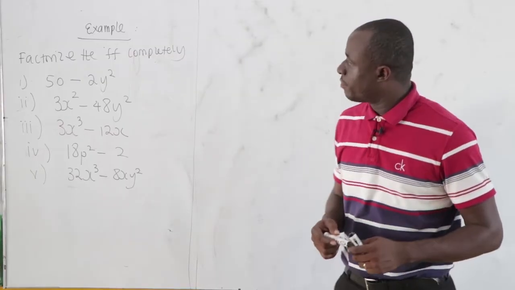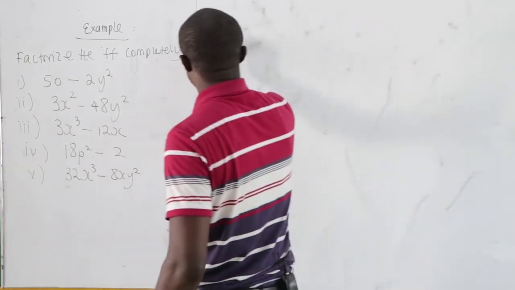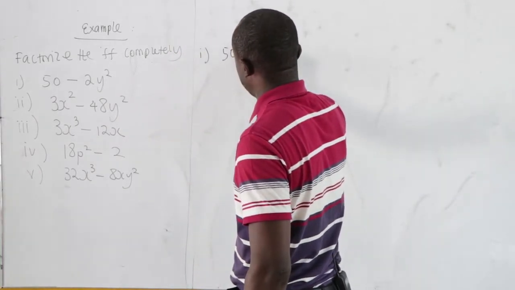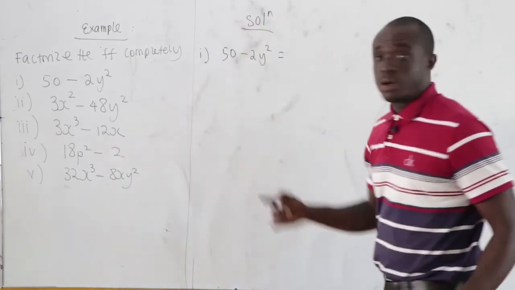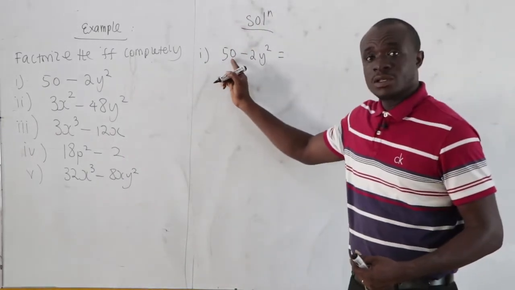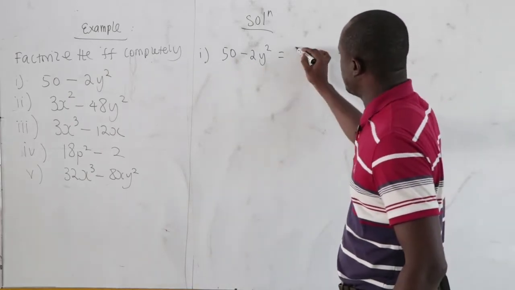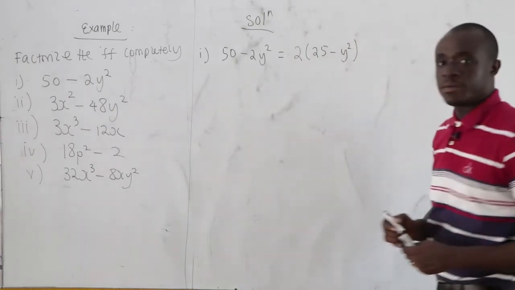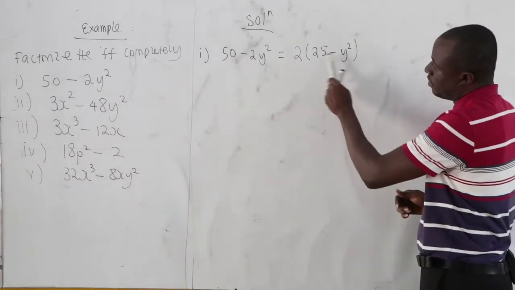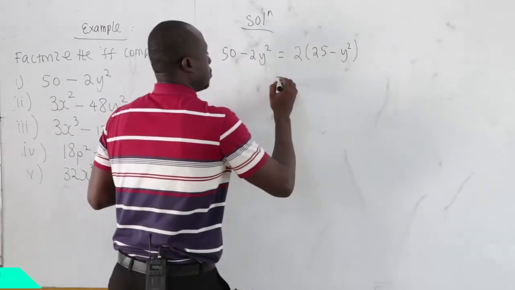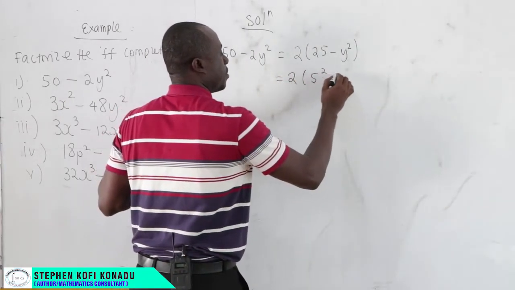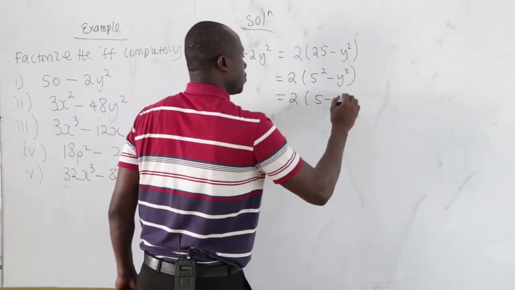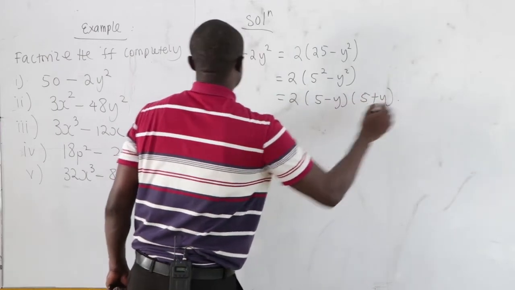Now let's consider this example. Factorize the following completely. So we have our first one, that is 50 minus 2y squared. What is common? You can see that we can express this as 25 times 2, so 2 is common, and we get 2 times (25 minus y squared). Now, we cannot leave this, so we have to change the 25. So we have 5 squared minus y squared. And this is just (5 minus y), (5 plus y).